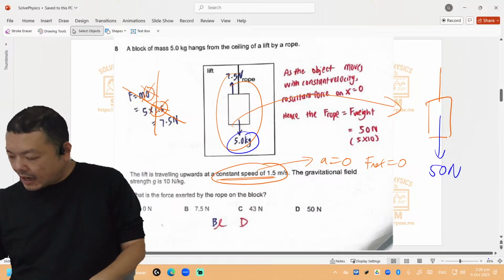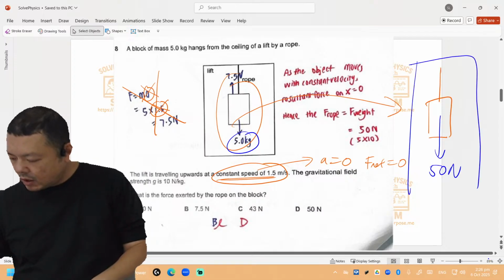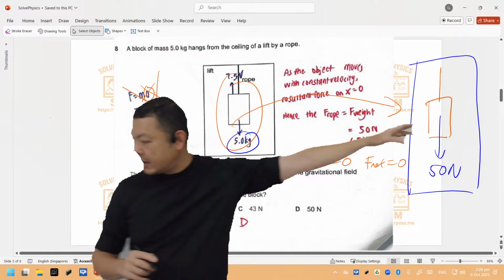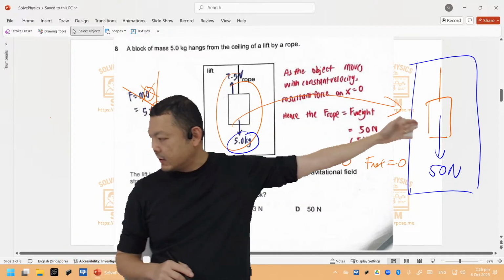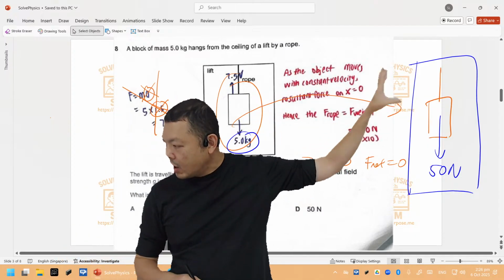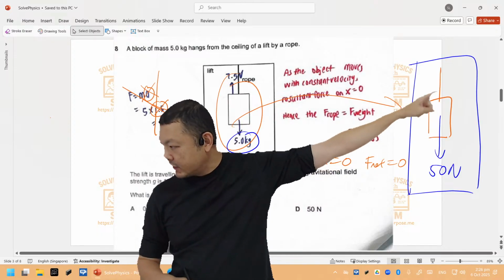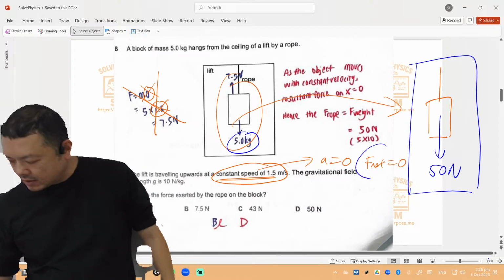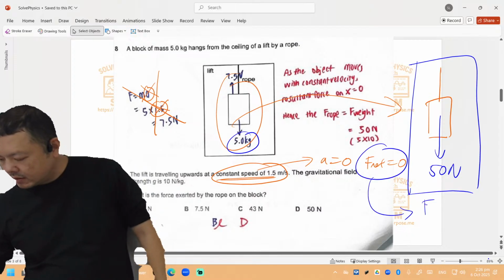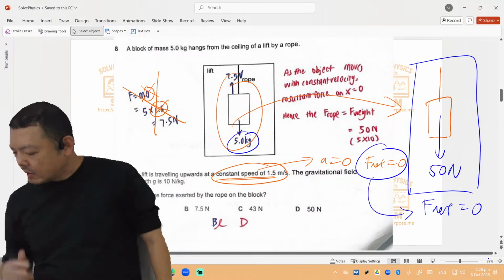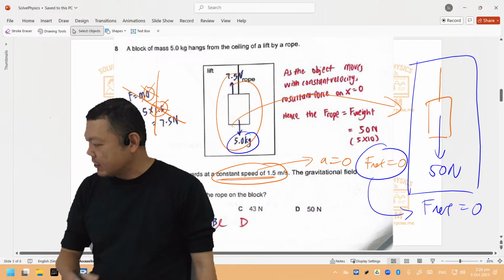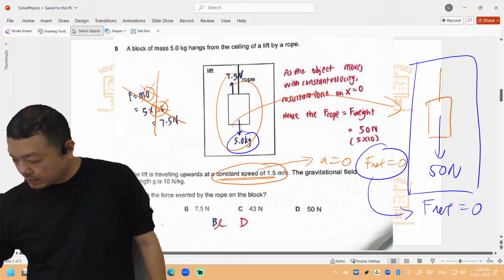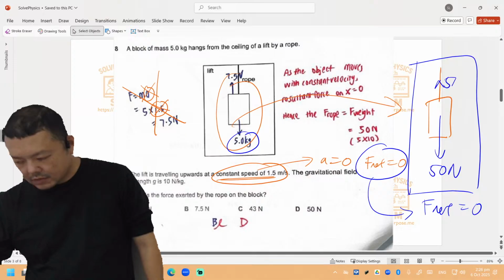So then I ask you this. Looking at this mass that's hanging inside this lift here, what should the upwards force be in order for the F net to be zero? Because like what Enzo said just now, F net is zero. So what should the tension be so that your resultant force is zero? There you go.